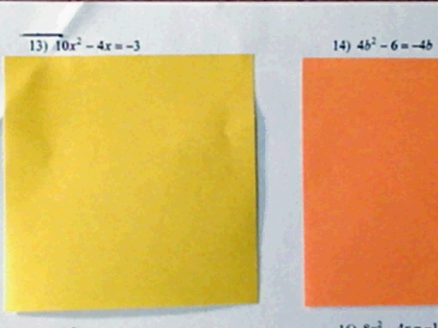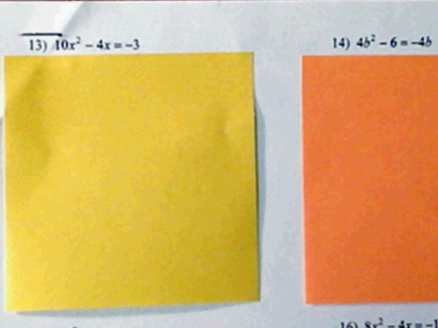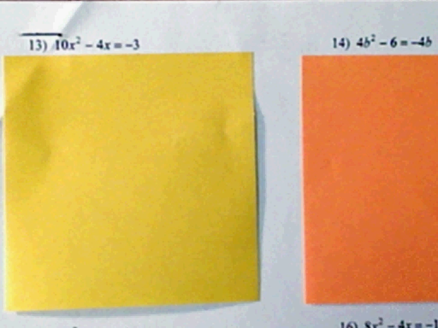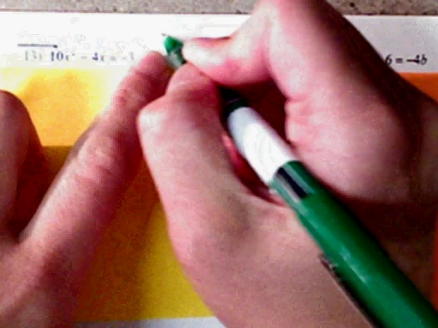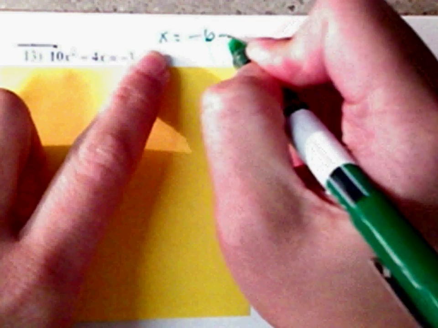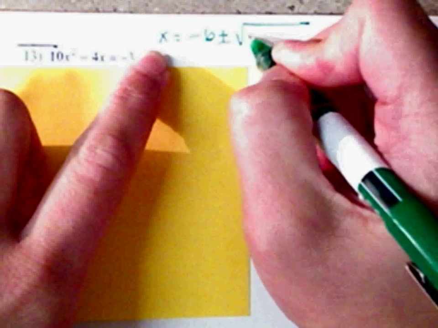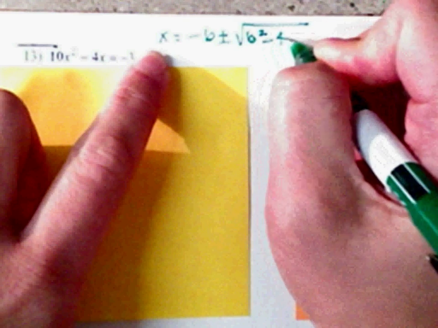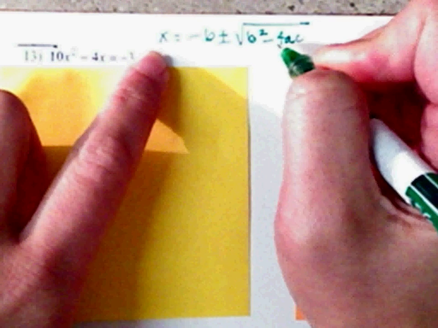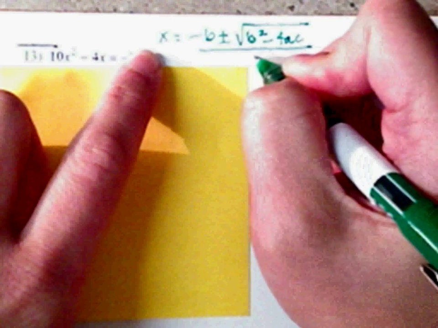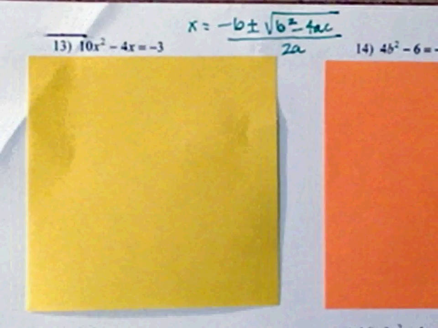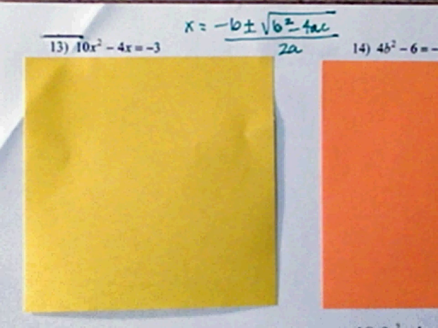We're going to continue with quadratic formula for number 13 through 16, and 17 through 19 is your complex numbers. Let me refresh your memory. Quadratic formula is negative b plus or minus square root b squared minus 4ac all over 2a. Okay? So here's number 13.